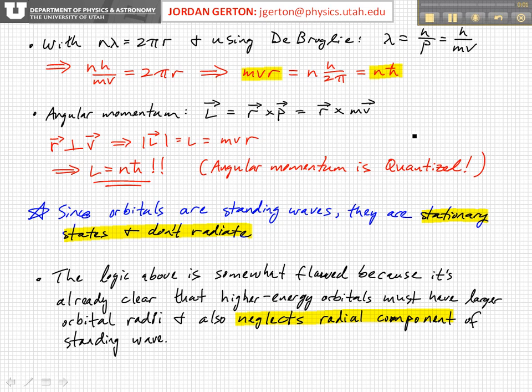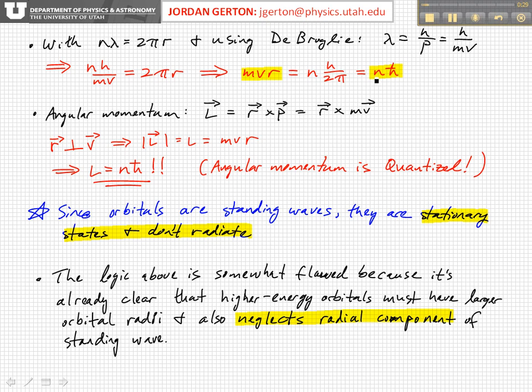Okay, let's see where this quantization of angular momentum gets us. If we look at this relationship between the angular momentum mvr and the quantization relationship mvr is equal to n h bar, where n is an integer, we see that this provides us a relationship between the velocity and orbital radius of the electron and an integer.